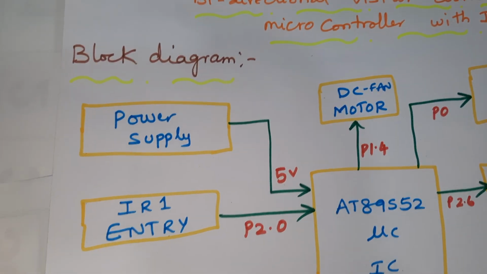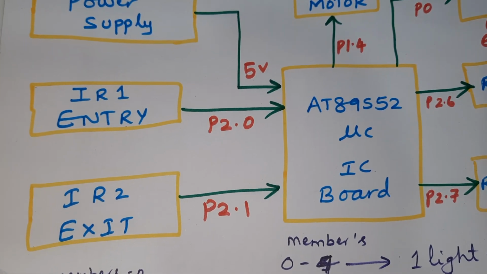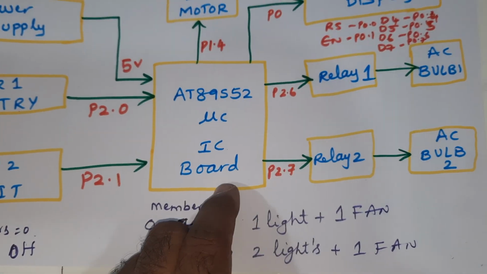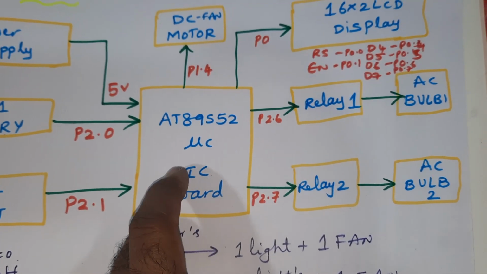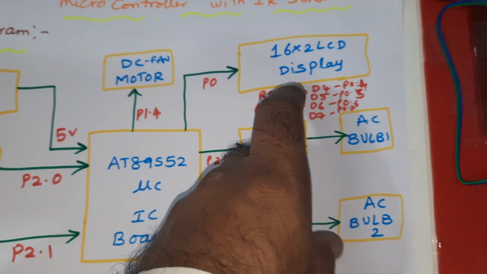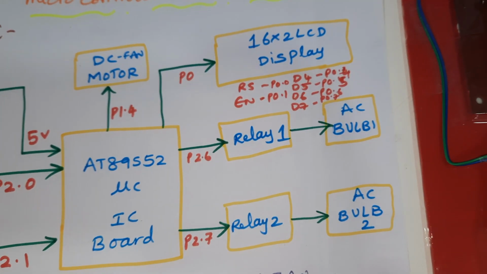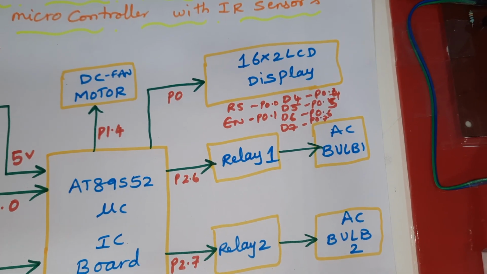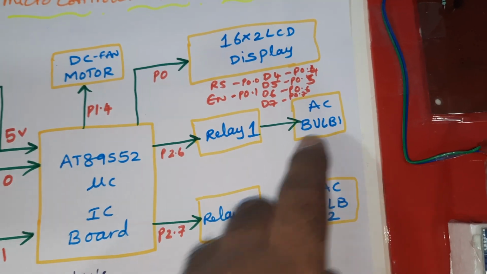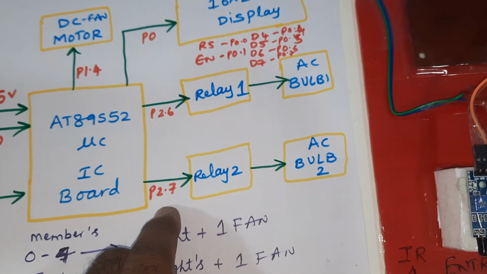Here we are using a power supply board, IR sensor 1 and IR sensor 2, connected to P2.0 and P2.1. The 8051 microcontroller IC, a 40 pin IC, on the 8051 development board. The DC motor, DC fan, is connected to P1.4. The 16x2 LCD display is connected to port 0: RS, enable, D4, D5, D6, D7 on P0. The SPDT relay coil 1 with AC bulb 1, and SPDT relay coil 2 with AC bulb 2, are connected to P2.6 and P2.7.